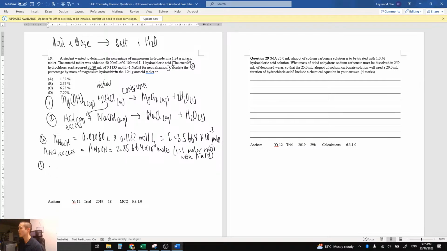So for reaction 1, the n of HCl initial equals 50 mL, 0.05 liters, times 0.1 moles per liter, which gives us, in scientific notation, 5 times 10 to the negative 3 moles. Okay, now we can look at the excess minus initial, which will give us how much is actually consumed in reaction 1, right? So n of HCl consumed is equal to 5 times 10 to the negative 3 moles.